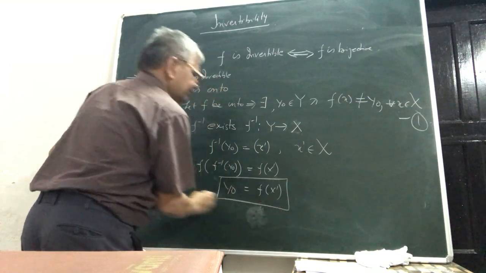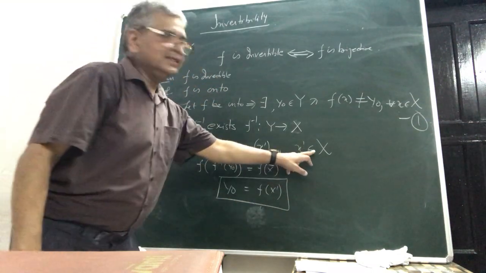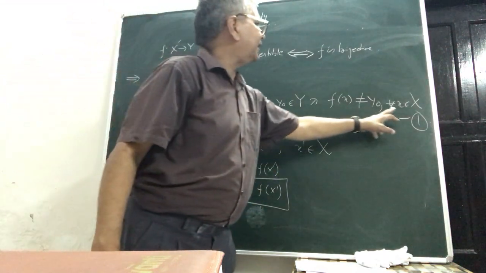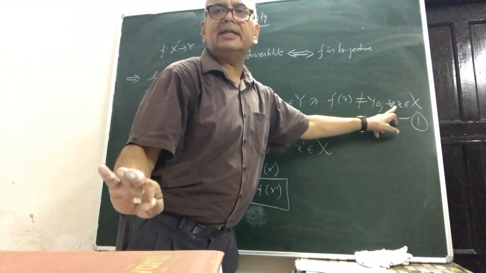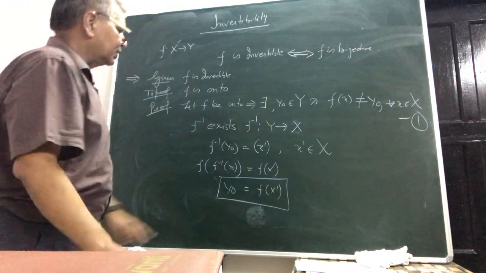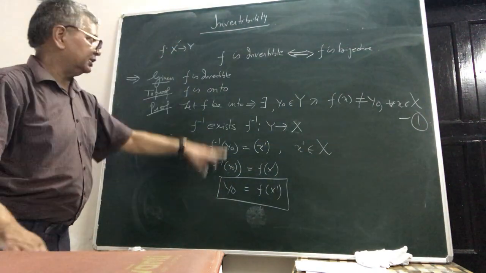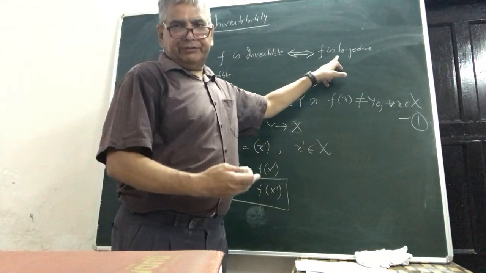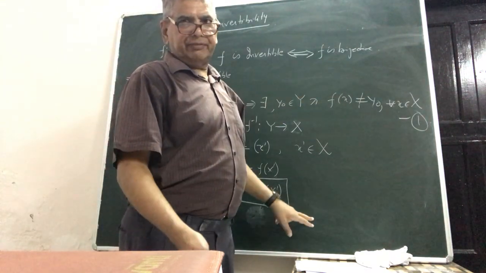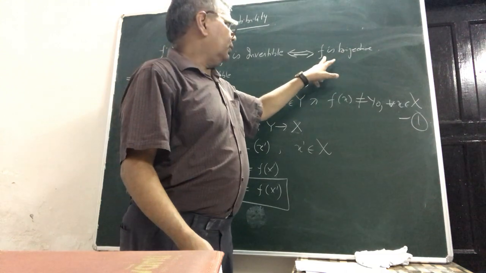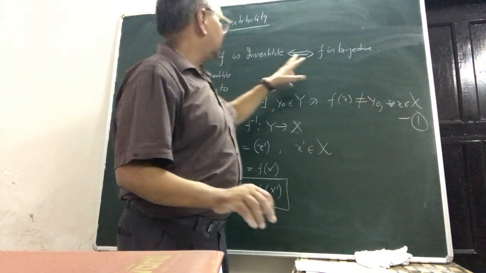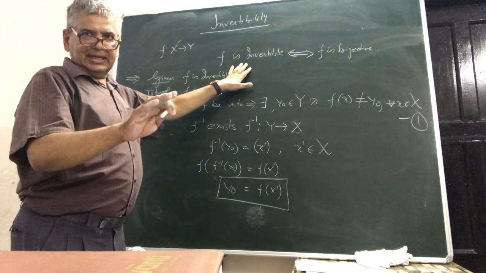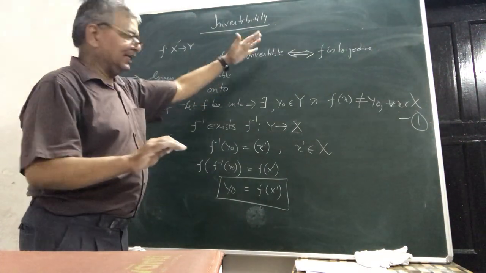So now see what you have shown, that there exists x dash, an element in X, whose image is y naught. And here you are saying that there doesn't exist any element in X whose image is equal to y naught. So this shows a contradiction. So f ought to be onto also. So earlier we have shown that f is 1-1. Now we have shown f is onto. So both the results are established, and as such one side of this important theorem, that if f is invertible, then f is to be bijective, has been shown.